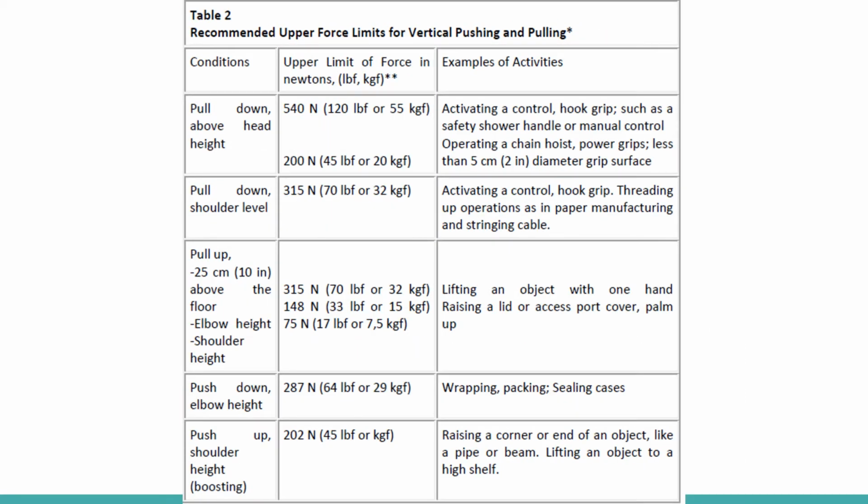In table 2, this time we focus on the upper force limits for vertical pushing and pulling. For example, when you pull down at shoulder level, the upper force limit applied should be 315 newtons, 70-pound force, or 32-kilogram force.